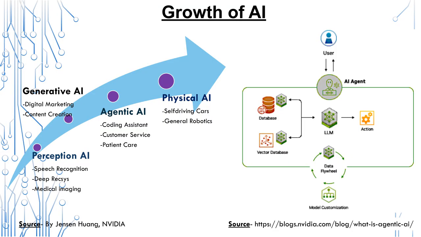So, in the words of Mr. Jensen Huang, founder of NVIDIA, with perception AI, we can now understand images, words, and sounds. With generative AI, we can generate images, text, and sounds. And now we have agentic AI that can perceive, reason, plan, and act. So, the current phase is agentic AI, and the final goal is physical AI with robotics.